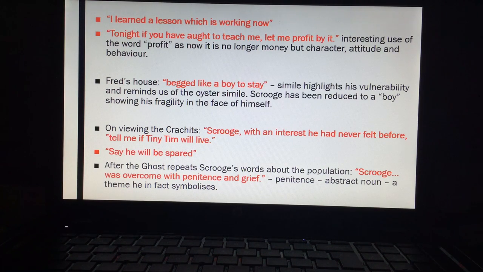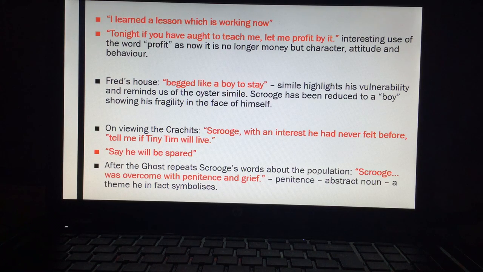He's looking at himself. He's looking at his life. He's looking at the people that he affects, and begged like a boy. Again, look at your plosive B there. It's very powerful. To stay. He actually enjoys Fezziwig and Fred's house, doesn't he?